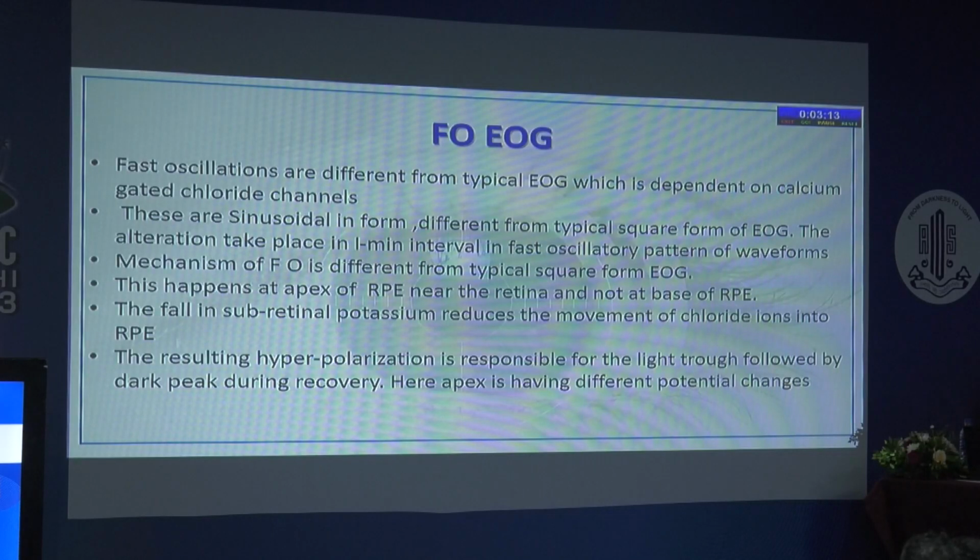Fast oscillation is different from the typical EOG, which is dependent on the calcium gated chloride channel. These are sinusoidal, not typically square, and the alteration takes place at 1 minute intervals in the fast oscillation pattern of waveform, and the mechanism is also different from the typical square. It is happening at the apex of the RPE, not at the base of the RPE, and the fall in subretinal potassium reduces the movement of chloride into the RPE. The resulting hyperpolarization is responsible for the light trough, not the peak, followed by the dark peak, not the dark trough, during recovery. And here the apex has different potential changes.